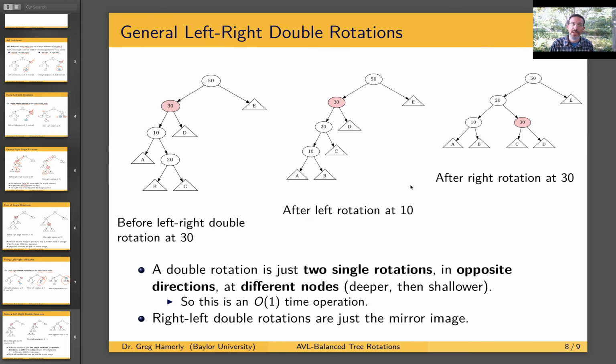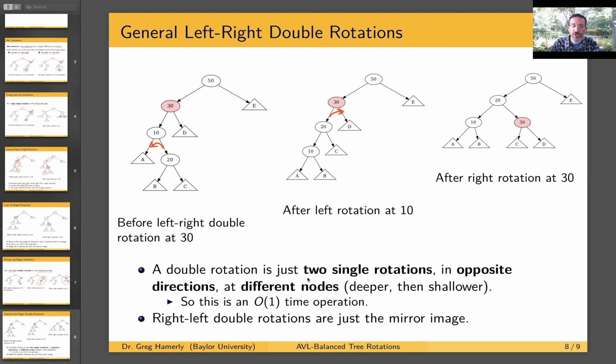So here's the general idea for a left-right double rotation. If we're doing a left-right double rotation at 30, the process is we first do a left rotation at 10, and then we do a right rotation at 30. And the place where we end up looks like this. And again, all of these nodes retain their order. So the in-order traversal is A 10, B 20, C 30, D, and so on. And if we look over here, it's still A 10, B 20, C 30, D. So nothing has been reordered, we've just restructured the tree.